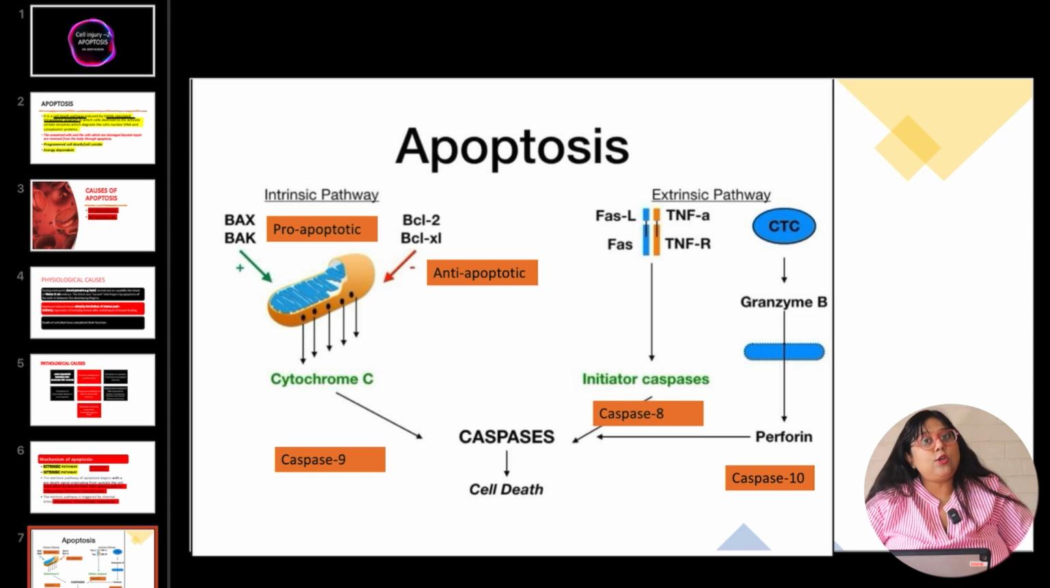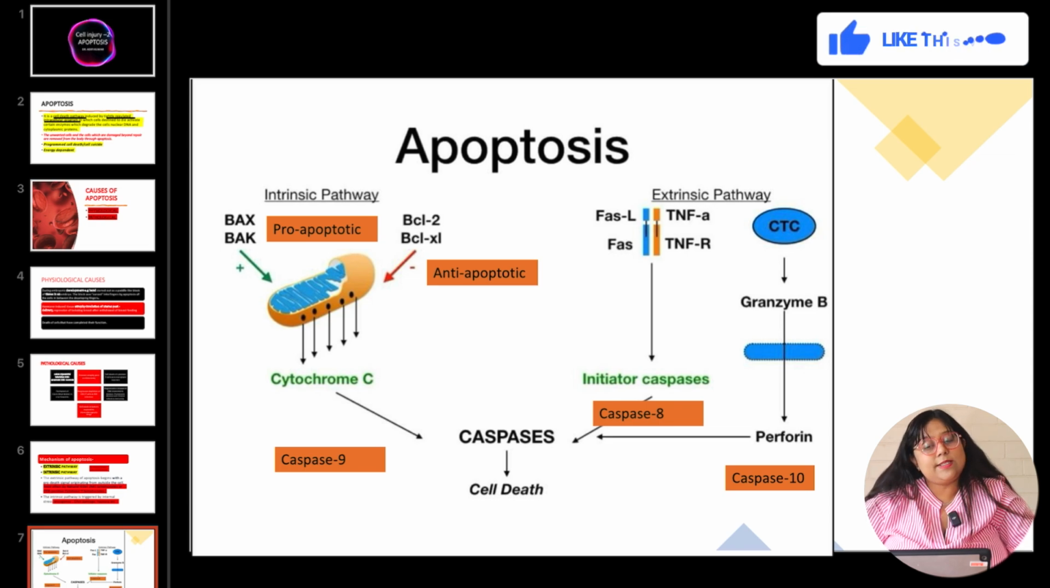And as I have told you, the other pathway is the extrinsic pathway. In the extrinsic pathway, as I have already told you, the stress lies outside the cell. So in this, from outside, as you can see here, there is a Fas ligand and there is a Fas receptor. So the Fas ligand comes and binds to the Fas receptor and causes initiation of the caspases. Here the initiator caspase is caspase 8, which gets activated, and it will further lead to cell death.